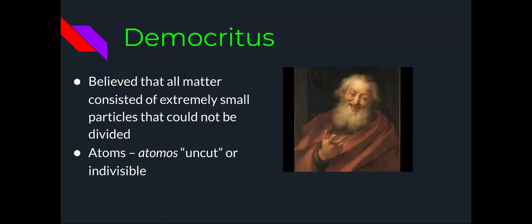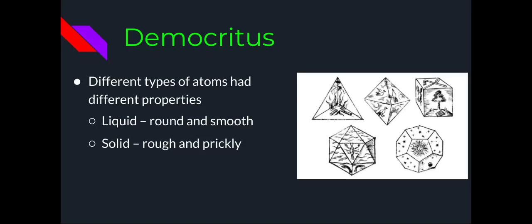Democritus was more of an ancient scientist, and he believed that all matter consisted of extremely small particles that could not be divided. He did coin the term atoms from atomos, which means uncut or indivisible. He thought that different types of atoms had different properties, such as liquid atoms being round and smooth, and solid atoms being rough and prickly. Well, we know that isn't the case, but he was right about the fact that there are atoms inside different types of compounds.